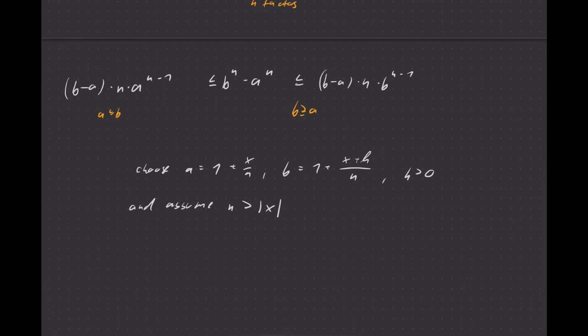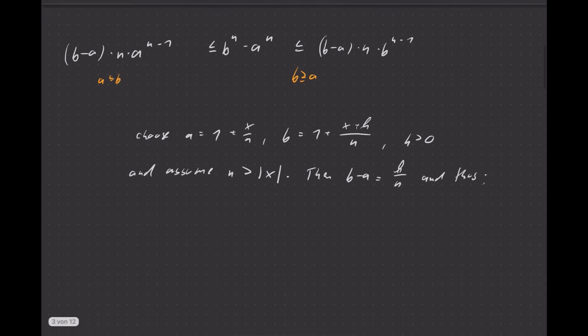Okay, so if we choose this, then b minus a, where if we take b and subtract a, and we subtract 1, minus 1, and here we have x over n minus x over n, what remains is h over n. So this difference is equal to h over n. And thus we get the following from our inequality here.